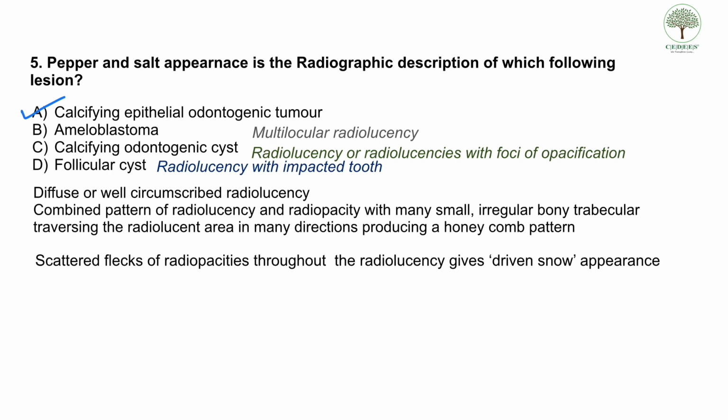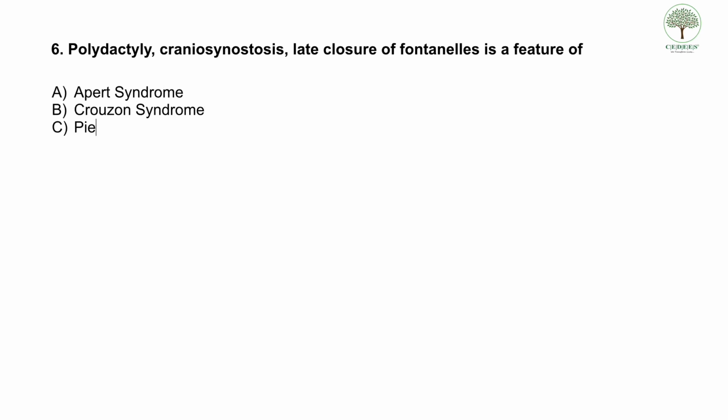Now, the next question is, polydactyly, that is multiple digits or fusion of digits, craniosynostosis, late closure of fontanelles are features of, and your options are A, Apert syndrome, B, Crouzon syndrome, C, Pierre Robin syndrome, and D, Down syndrome. The correct answer here is option A, Apert syndrome.